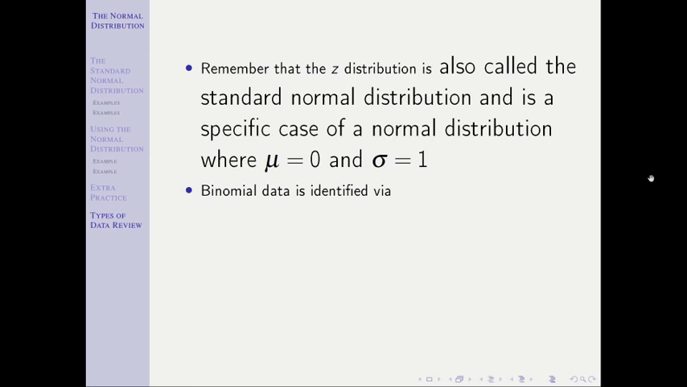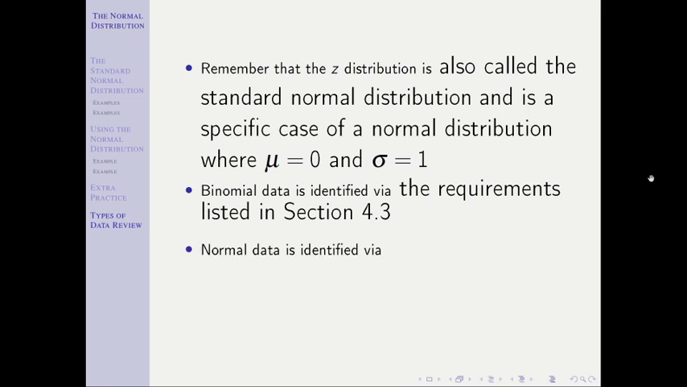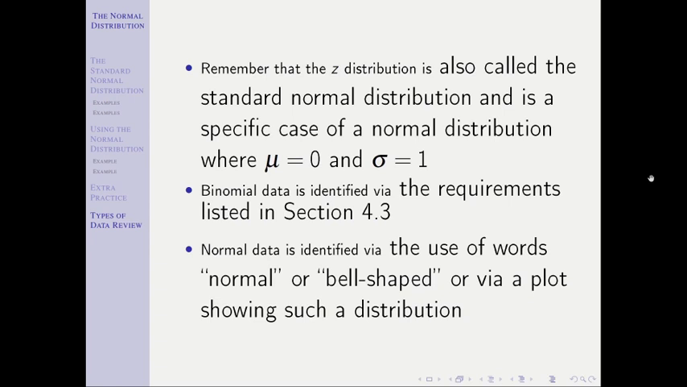Binomial data is identified via the requirements listed in section 4.3. There are a lot of them. I'm not listing them here. Remember those 4 criteria. And normal data is identified via the use of words like normal, bell-shaped, or via a plot showing such a distribution. There's no checklist to go through like there is for binomial. It's just you're going to see one of those words, normal or bell-shaped, or I'll give you a plot, and you'll see a nice, pretty bell-shaped picture.